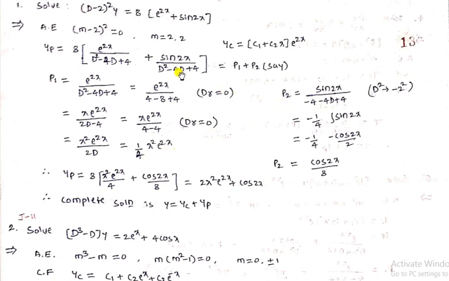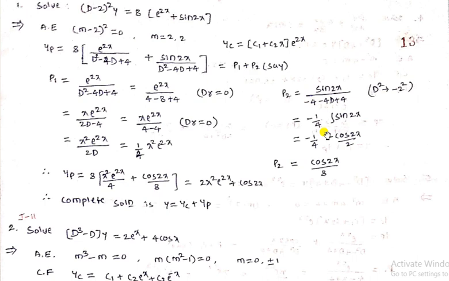Now P2 is sin 2x by D square minus 4D plus 4. So applying the type 2 rule, replace D square by the coefficient of x. We will not replace D, only replace D square. So in place of D square, we will use the coefficient of x as minus 2 square. So minus 2 square becomes minus 4. So minus 4 minus 4D plus 4, so the plus 4 and minus 4 cancel out.